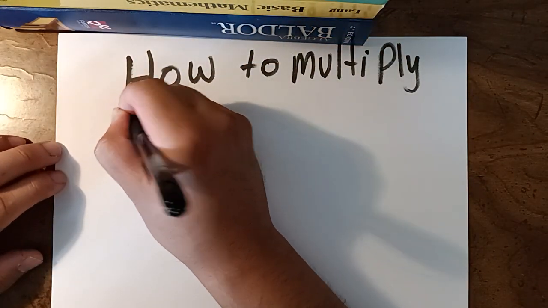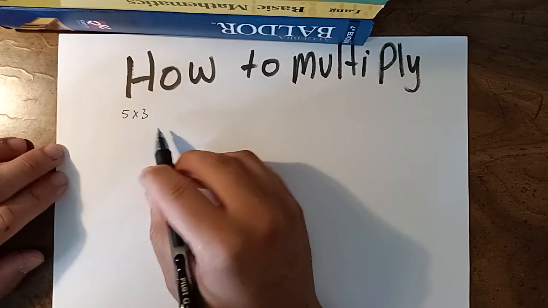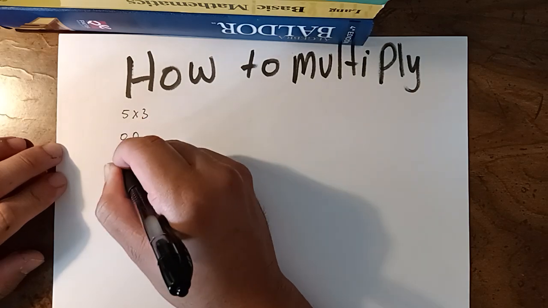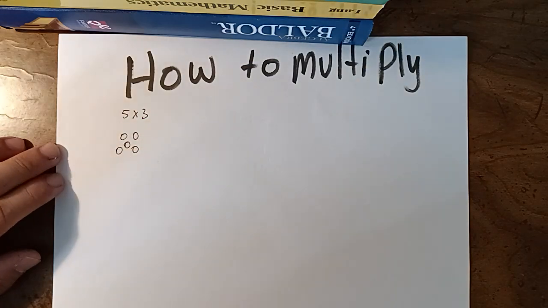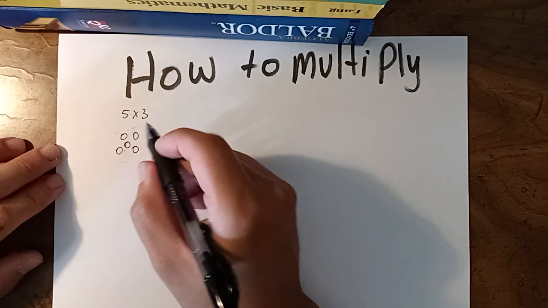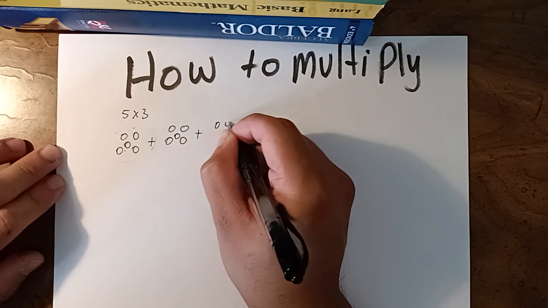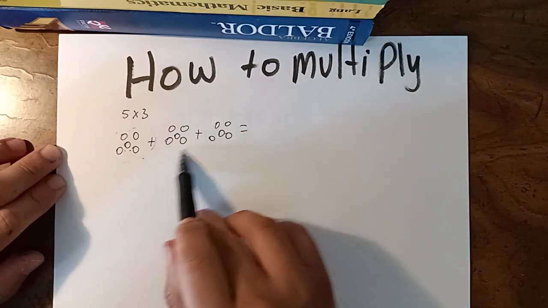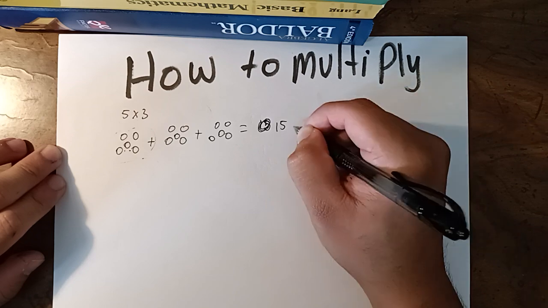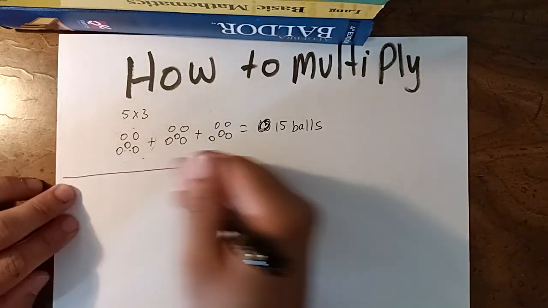So we can do 5 times 3. First example, 5 times 3. All this means is we got 5 of some, the amount is 5. So I'm just going to draw 5 circles here. Times 3, that means we're just going to add this amount 3 times. If we added all these up, we would get 15 balls. I'm not going to draw that obviously because that'd take too long.